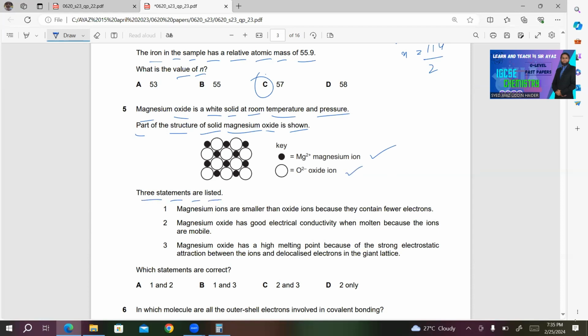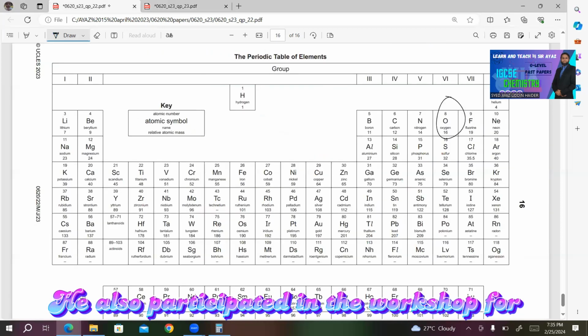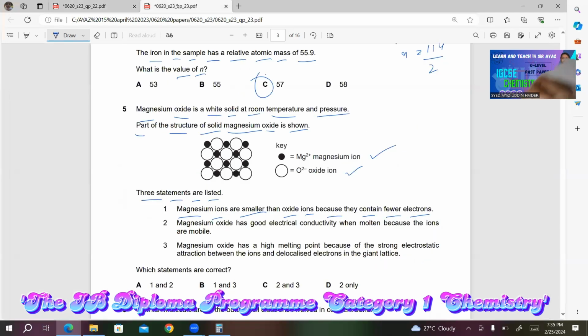Three statements are listed. Number 1, magnesium ions are smaller than oxide ions because they contain fewer electrons. Sorry, the statement is wrong, because if you look at the position of magnesium and oxygen, this is oxygen and here we have magnesium. The atomic number of oxygen is 8 and magnesium is 12. Magnesium has 12 electrons, oxygen 8 electrons.